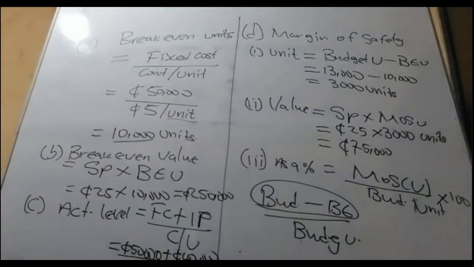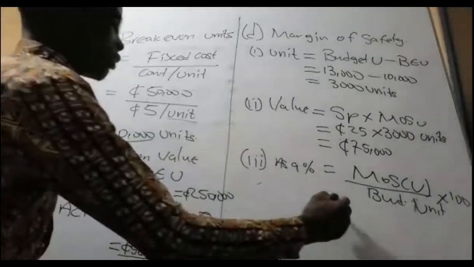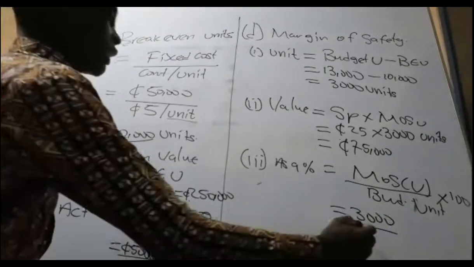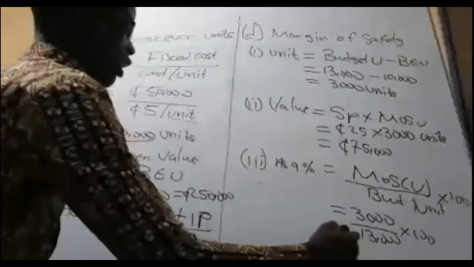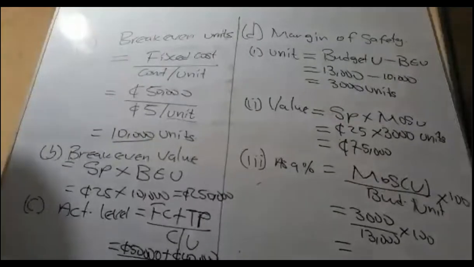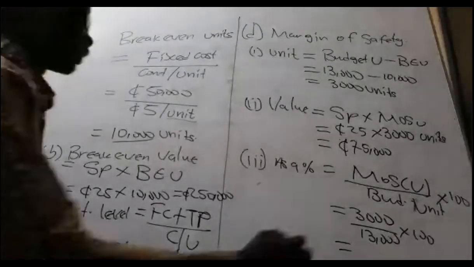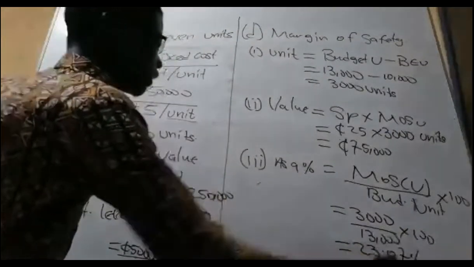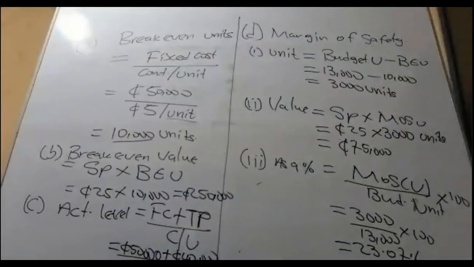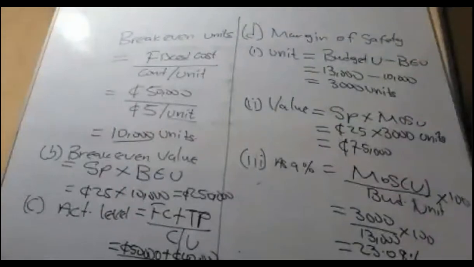Okay, so times 100. So let's do the substitution. The margin of safety in terms of units is 3,000. Budget is what? 13,000 times 100. And then you put the answer down for me. So that is it. Good. Okay. Great, so that is 23.08%. So 23.08%. I can make it 08 or just 1. 08%. Good. So that is the end of the margin of safety. Margin of what? Safety. Good. And then you'll be fine.